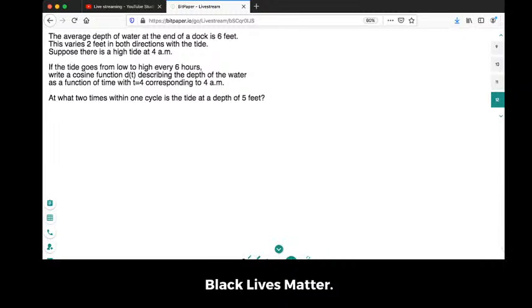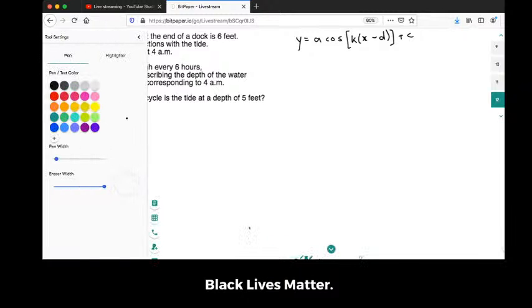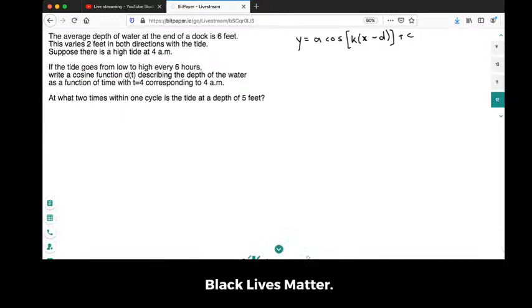And this time we're actually going to show it on a graph as well, but the first time I just wanted to show you guys the steps. So again, let's write out what our standard cosine function is. y = a cos k(x - d) + c. Okay. Again, I'm going to take some fun colors here. Let's do blue. Okay.